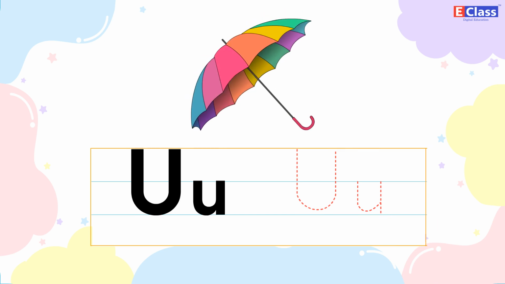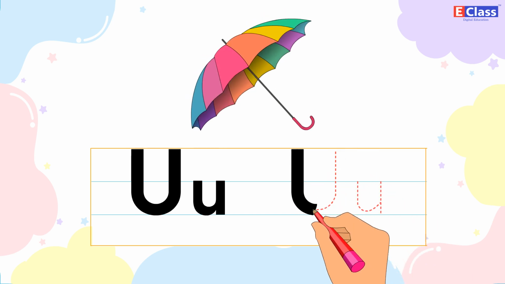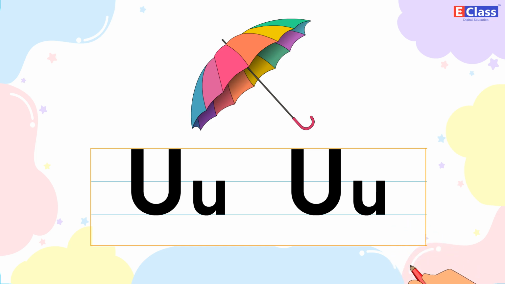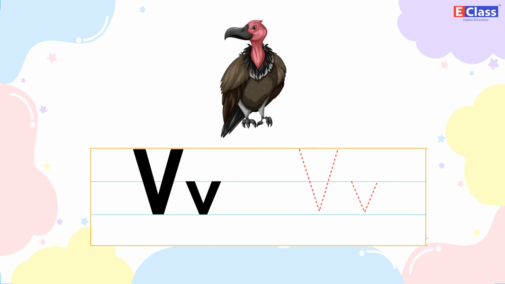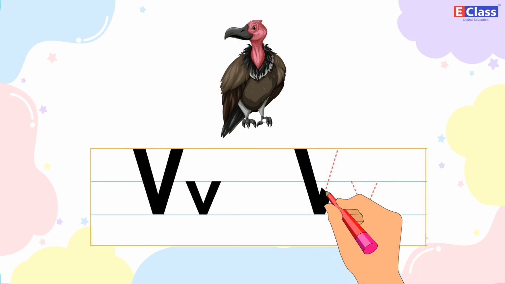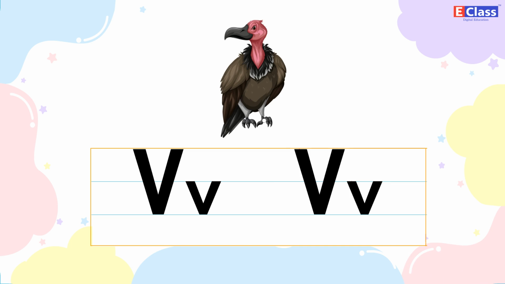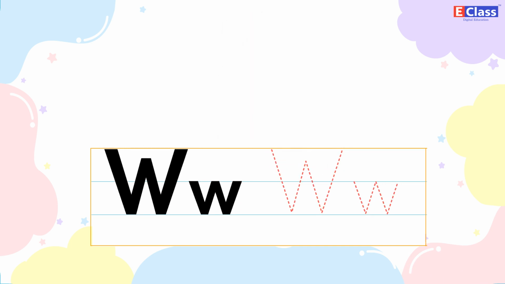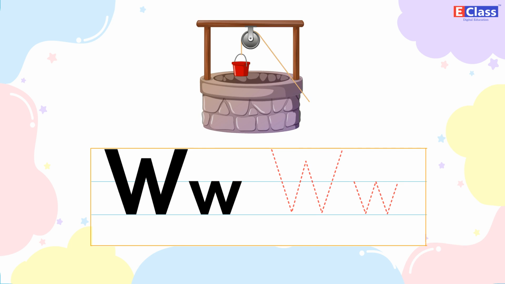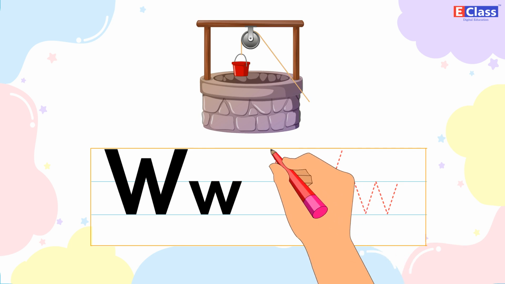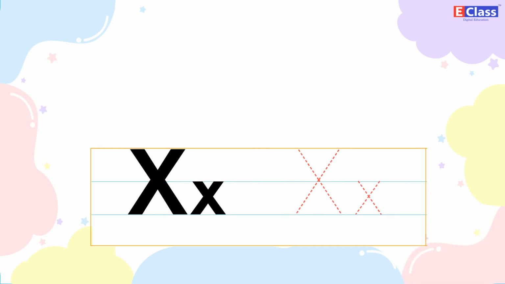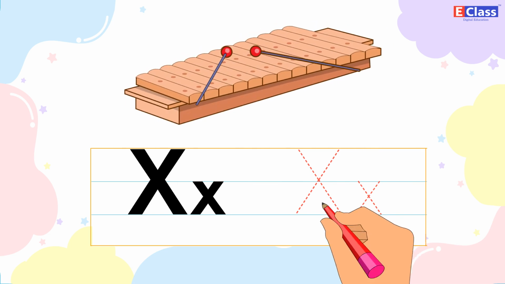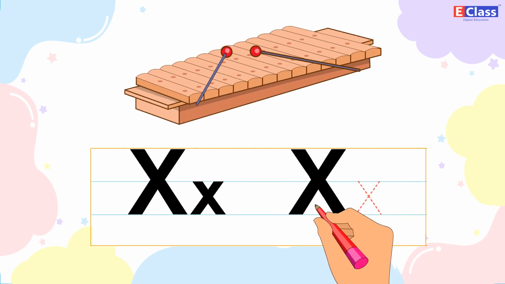U for umbrella. Capital U, small u. V for vulture. Capital V, small v. W for well. Wow, let's trace. Capital W, small w. X for xylophone. Capital X, small x.